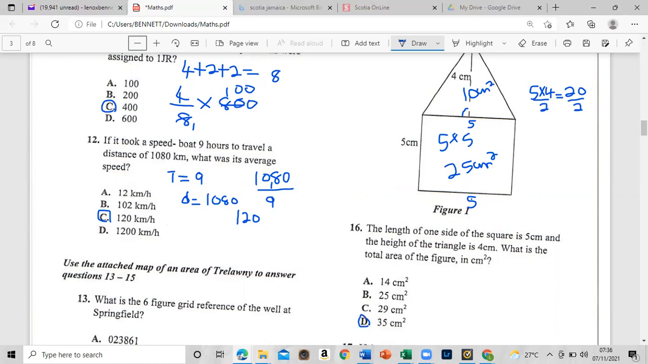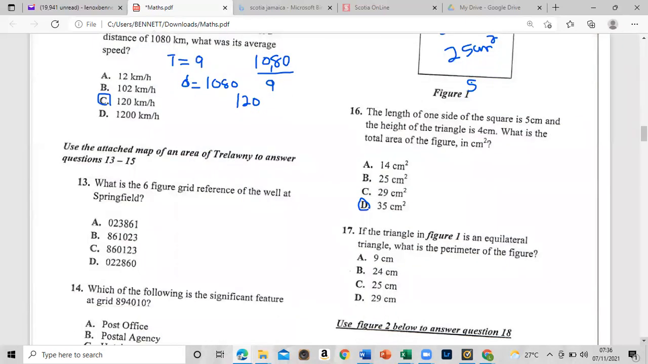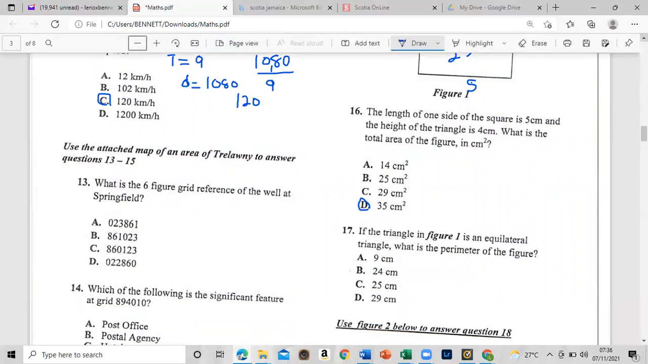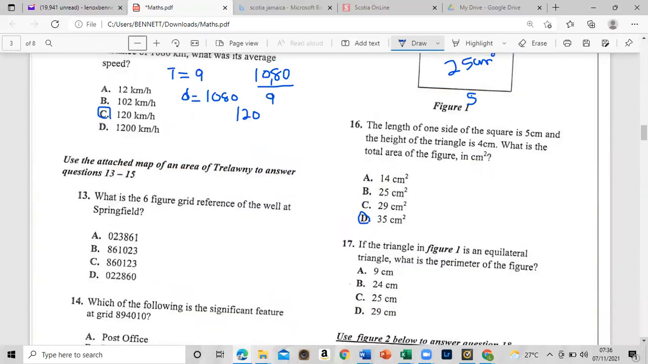Let's move on to 17. It says if the triangle in figure 1 is an equilateral triangle, what is the perimeter? So they say equilateral, and we know this side is 5. If it's an equilateral triangle, all sides are equal, so we add these for the perimeter. So it's 5 plus 5 plus 5. Let's see if we have 15 as an option.